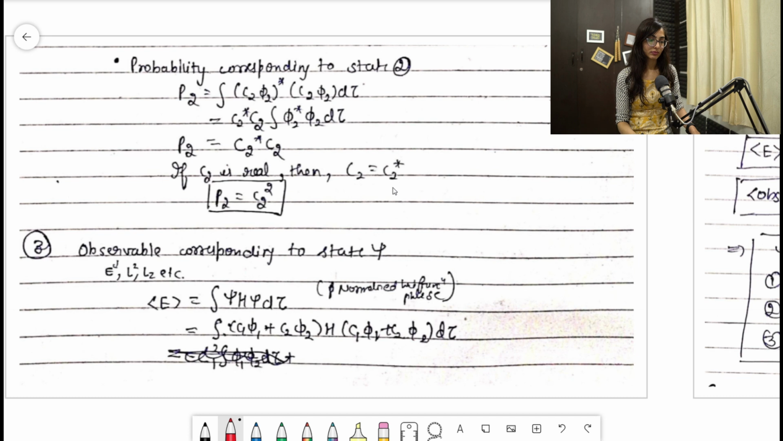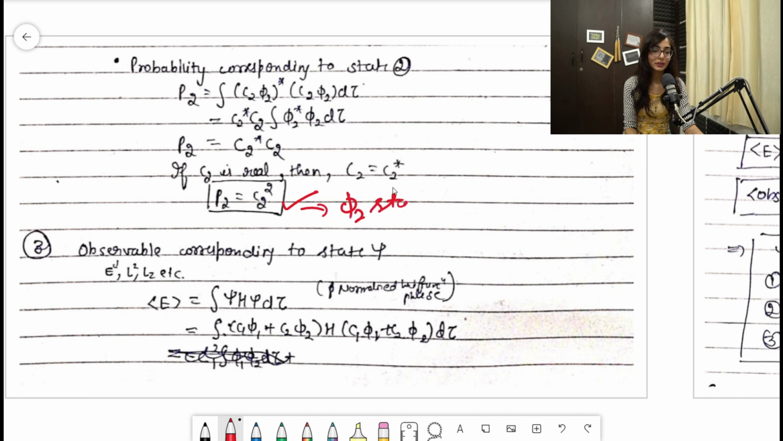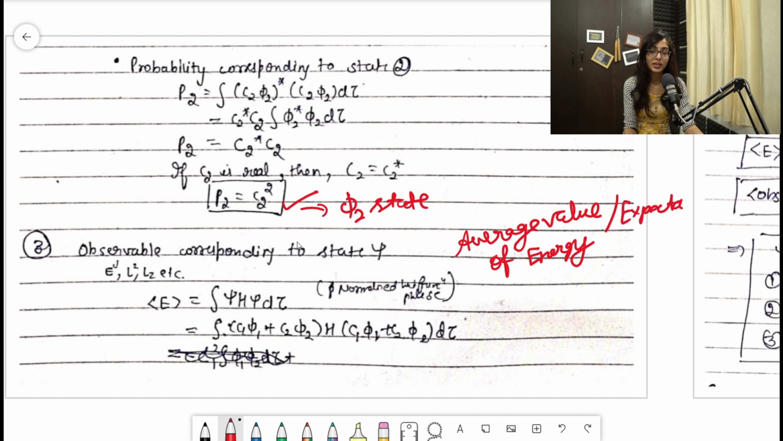Let's see what will happen now. I told you this is the probability of finding the particle in another state, that is in phi 2 state. That's what I explained in the last slide. Now the examiner can also ask what the average value is. Always take care: average value of energy. This can be asked, what will be the average value or expectation value. Guys, these terms are the same. So the examiner can ask you the average value or expectation value.